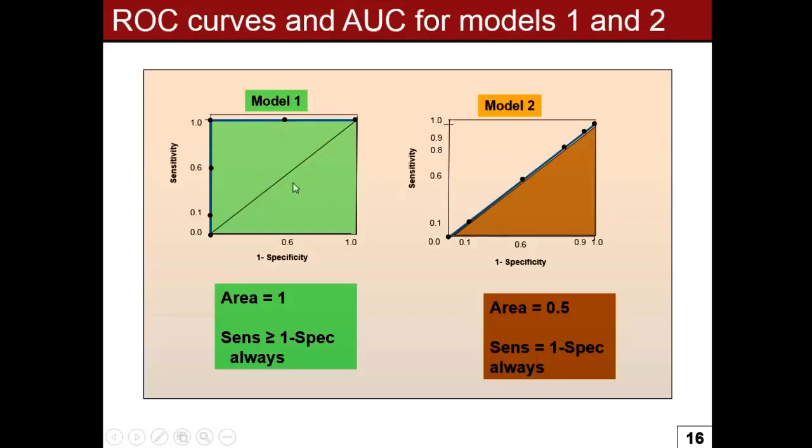You would get this. In this ideal world, there's a point up in that corner where it was 100% sensitivity and 100% specificity, i.e. 1 minus specificity 0. Your model is awesome. It's really good. It actually has a way to classify people perfectly into disease and non-disease states. So it's a good model for prediction, and it has an area of 1.